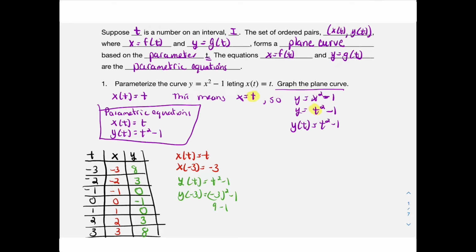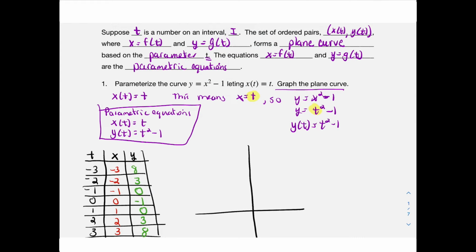Now, to sketch the curve of the parametric equation, we're going to plot these x, y points on our graph. But the key is, remember that parametric equations are doing something over time, so we need to show some motion that's happening in our graph. We're going to do this by drawing arrows.